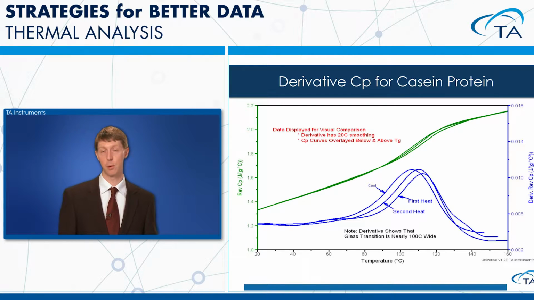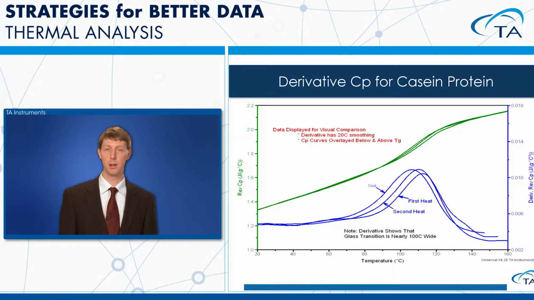Here is another example where, again, there are three curves. There's a heat, cool, and a reheat. And you can see that on the green curve, again, a very subtle baseline shift. So it's not as easy to detect small shifts in these baselines.